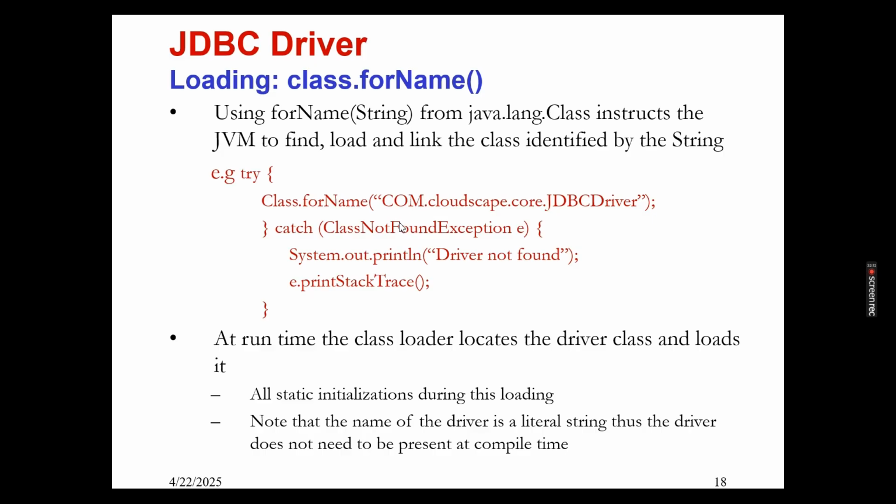It searches each and every folder in the class path, and it finds first this folder. COM is one folder, Cloudscape is one folder, Core is one folder, and JDBC driver is a class. So it finds folder by folder and finds this particular class. If it is not found in the class path, then it raises the exception and gives driver not found.